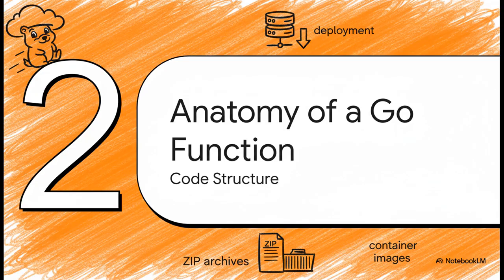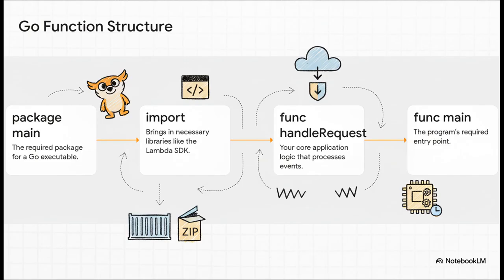Okay, so now that we get the why, let's break down the how. What does the code actually look like? A Go Lambda function looks a whole lot like any other standard Go program you'd write. You start with package main, you import your dependencies, like the official AWS Lambda Go package, then you define a handler function for all your business logic, we're calling it handle request here, and finally you create that all-important main function to kick everything off.